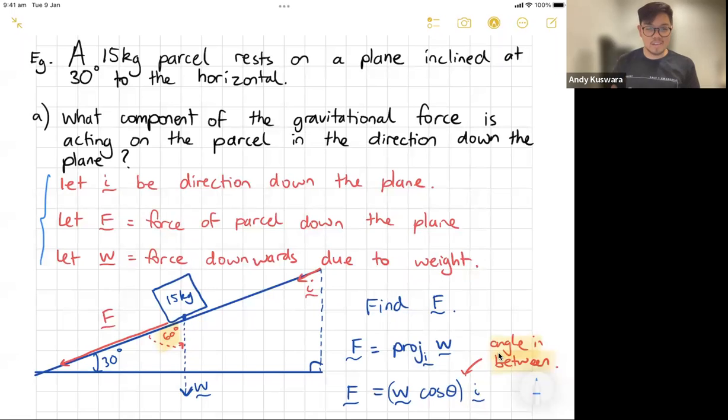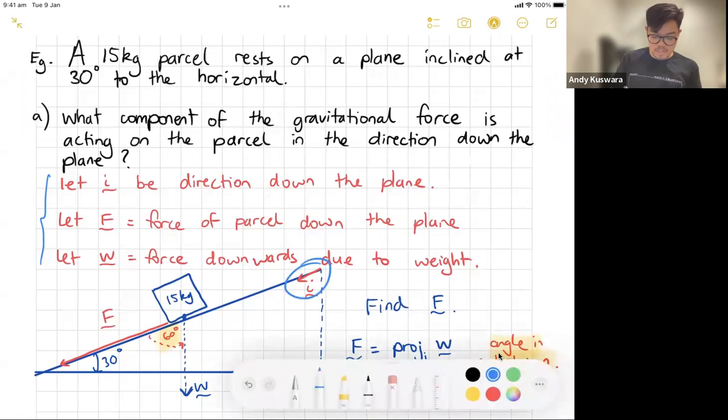That's why it's about physical applications. Okay, so I'm going to say I is the direction down the plane. You can kind of see that there. There's my direction down the plane.